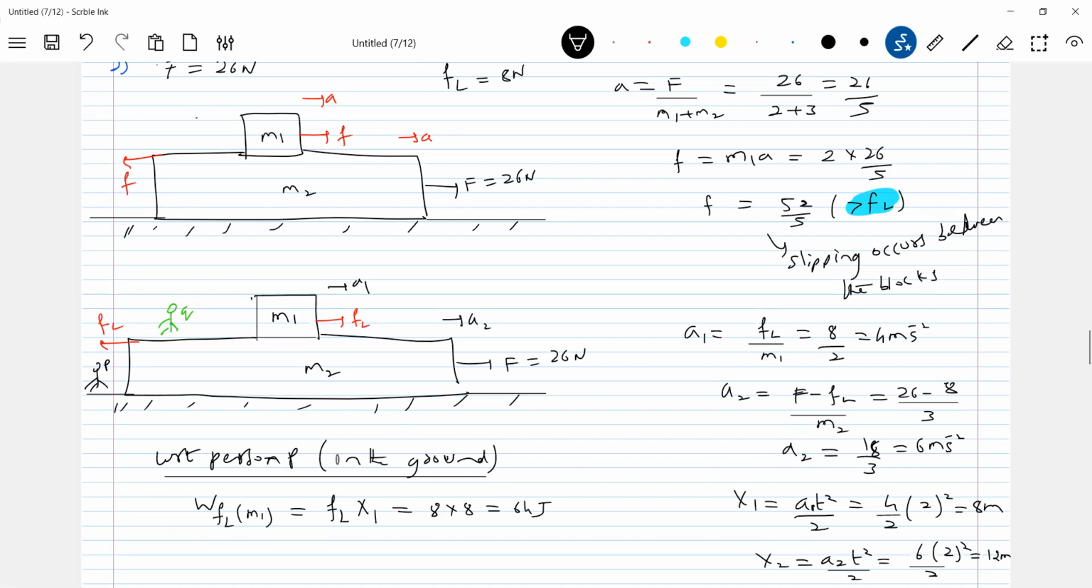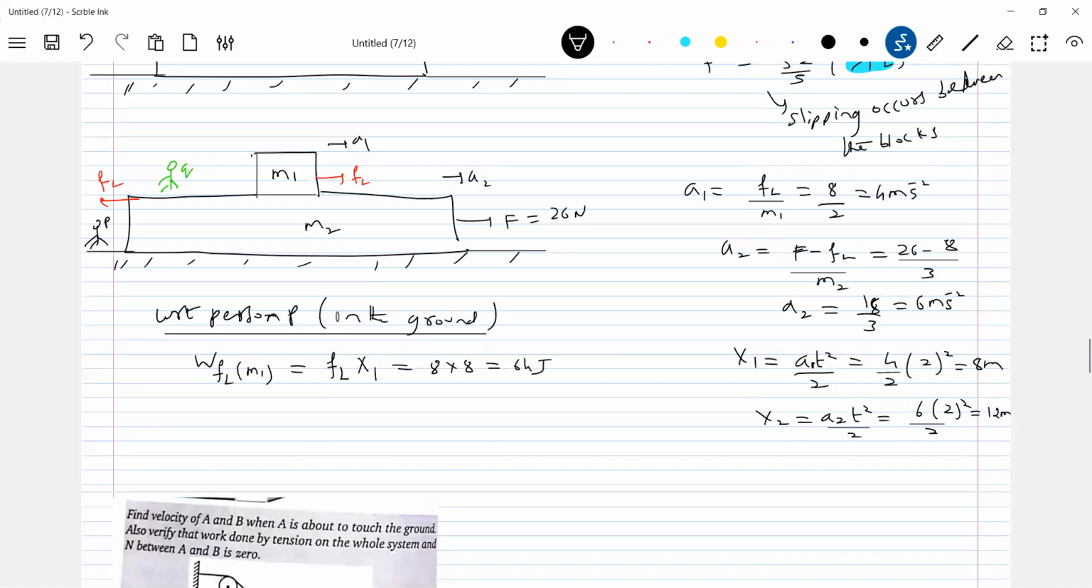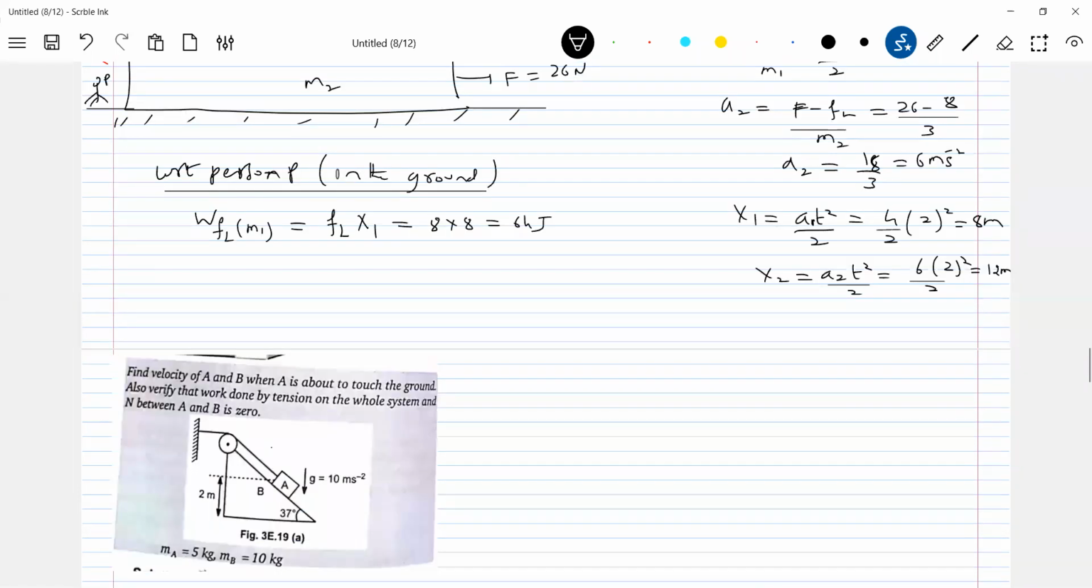This is with respect to person P. Same friction, what work will it do with respect to Q? How do we find that out? Now person Q, what will come in? Is the block at rest or in motion? Block M1 is moving, that you will see. So with respect to person Q, we have to change the diagram a little bit. I'll move this.